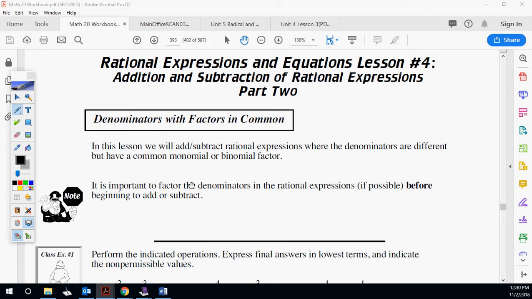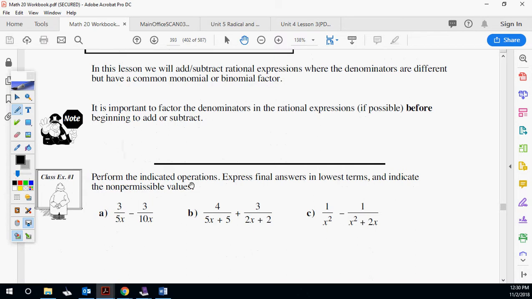And subtract rational expression, so unit 5 lesson 4. Again, this is not on the midterm, but we're checking forward so we have time at the end to prepare for the final and whatnot. But anyways, it's important to factor the denominators now.